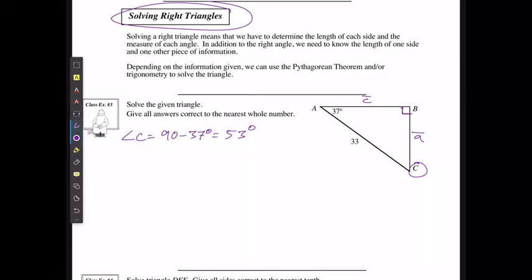For the next one, I'm going to solve for side length A. Well, for side length A, if this is the opposite of the 37, and this is the hypotenuse from the 37, and I'm solving for the opposite one, then I'm going to say that sine of 37 is going to equal side length A divided by 33, which means that A is going to equal 33 times sine of 37, and in this case that is going to give me 20, rounded to the nearest whole.